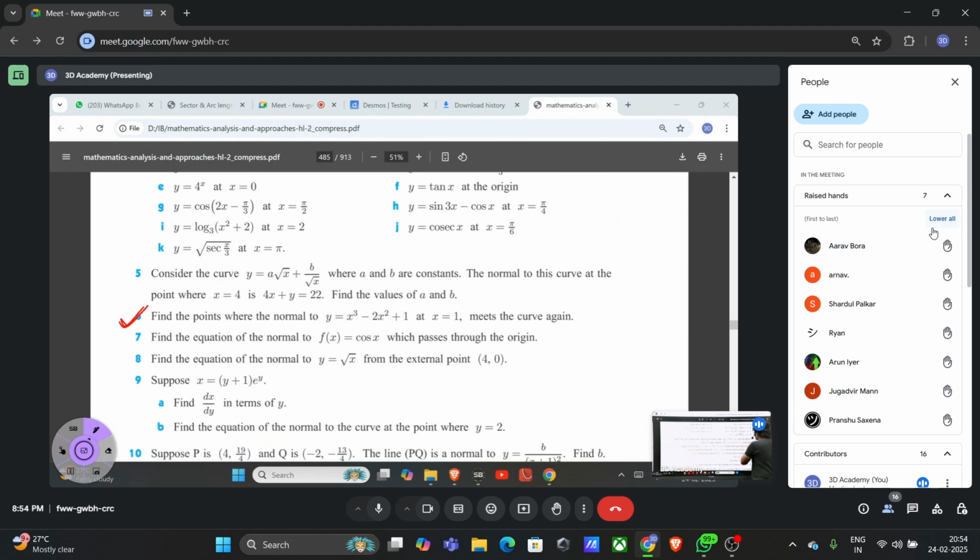Guys, please try question number 6. Everyone, please try question number 6. I am again telling you, logic is exactly same. It's just that in place of equating the gradient, you have to equate the negative reciprocal of one with the other. If you do that, negative reciprocal of either tangent or curve with the another one, then only you will get the equal gradients because it is a normal.